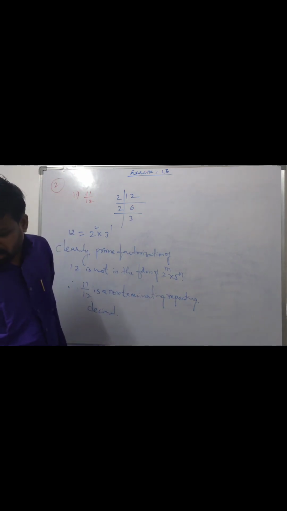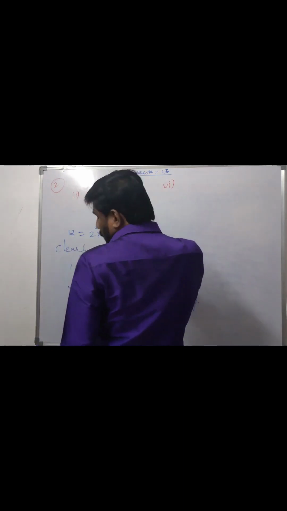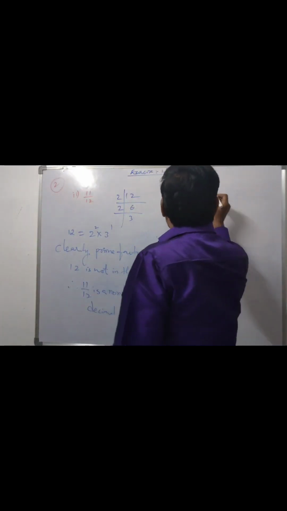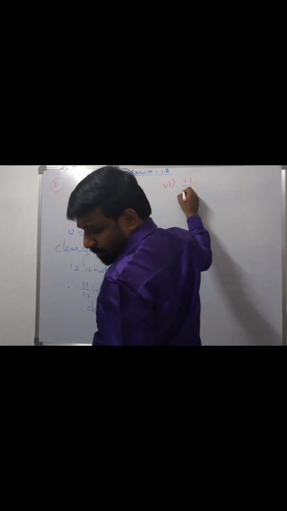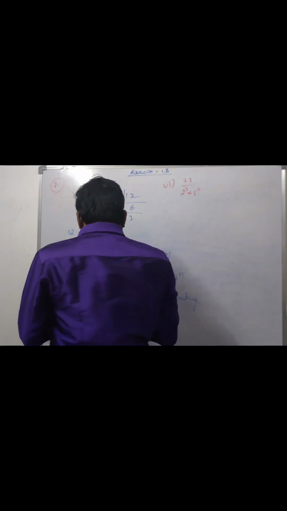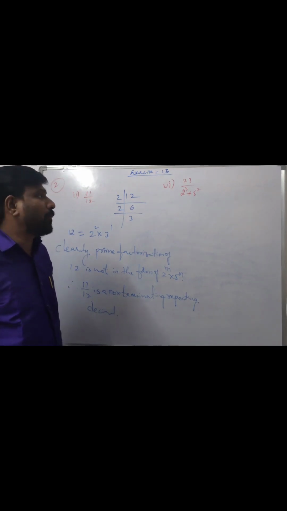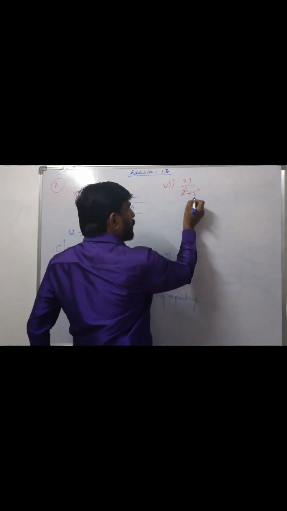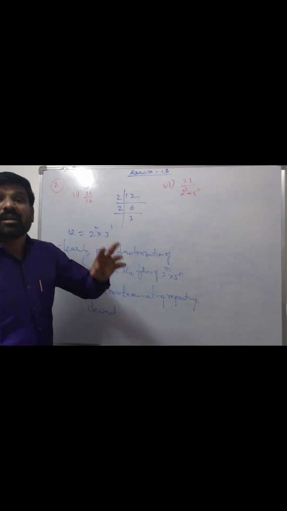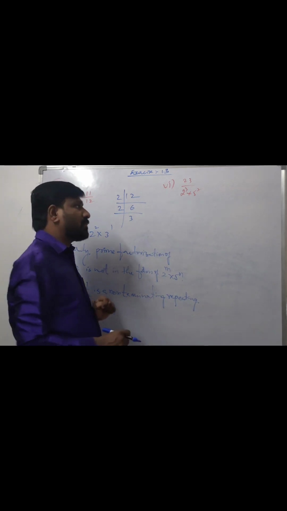Sixth one, you check out. The sixth problem is 23 by 2 cube into 5 square. Here you need not do any factorization. Why? Because the problem itself is in prime factorization form. So clearly it is in the form of 2 to the power m into 5 to the power n. So it will have a terminating decimal. Clear? It will have a terminating decimal form.